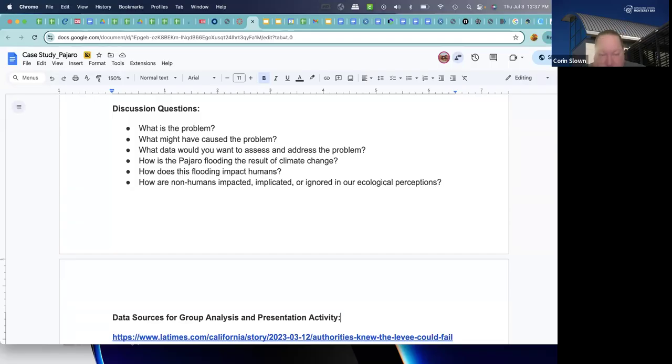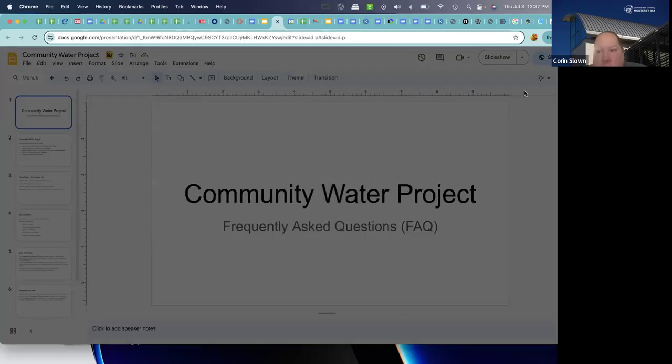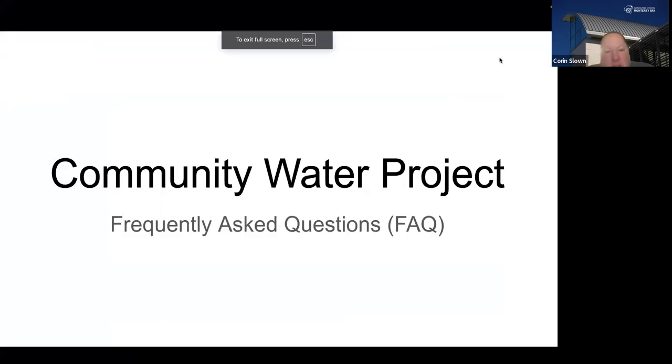So, the purpose of taking a look at these case studies was to start to think about the pattern that we could use to think about community water. So, I want to introduce us to our community water project and talk about the components that you're going to need for that. And then we're going to come back and discuss these case studies and think about those a little bit further.